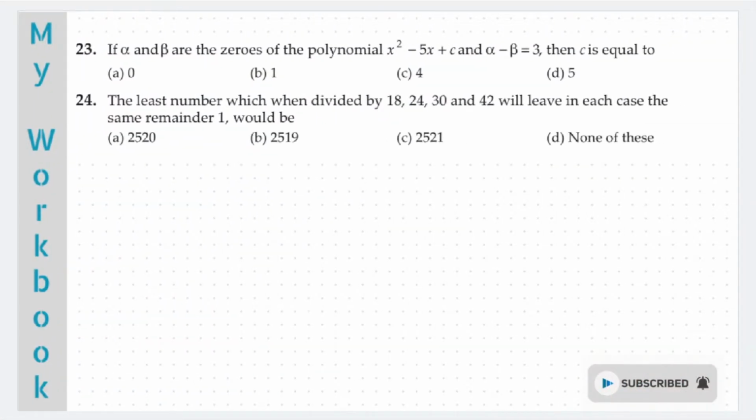Question number 23. If alpha and beta are the zeros of the polynomial x square minus 5x plus c and alpha minus beta is 3, then c is equal to. 24th question. The least number which, when divided by 18, 24, 30, and 42, will leave in each case the same remainder 1 would be.